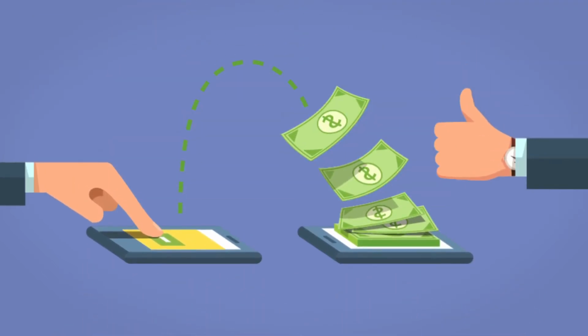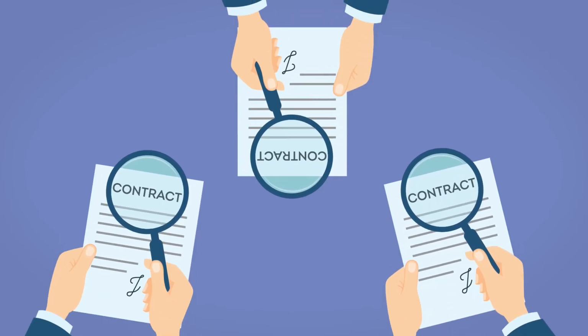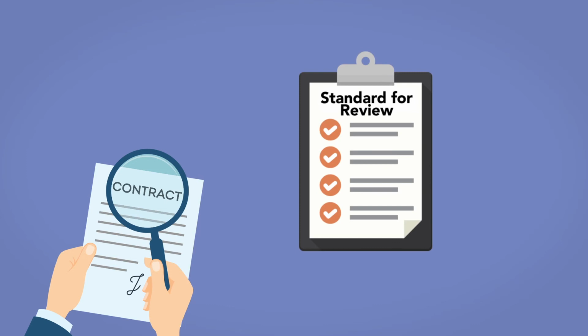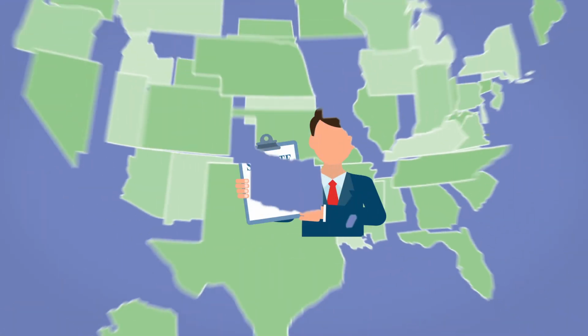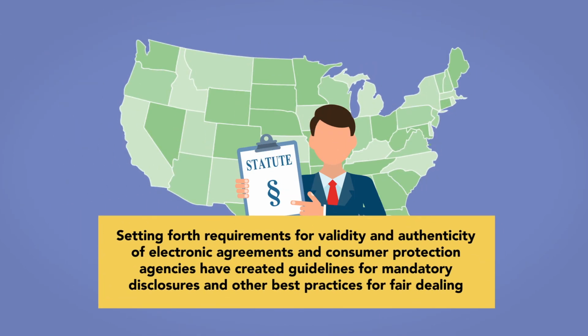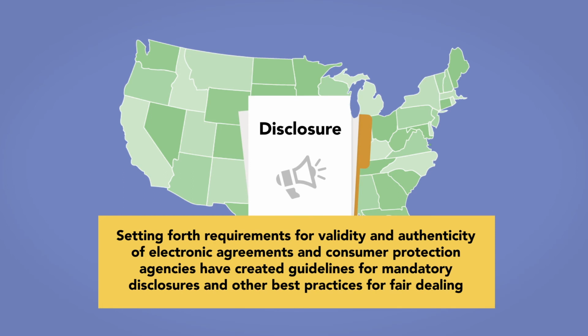Despite the novelty of many electronic transactions, courts and legal scholars have worked out a relatively straightforward standard for review of contracts common in software and information technology transactions. Likewise, state and federal lawmakers have developed statutes setting forth requirements for validity and authenticity of electronic agreements, and consumer protection agencies have created guidelines for mandatory disclosures and other best practices for fair dealing.